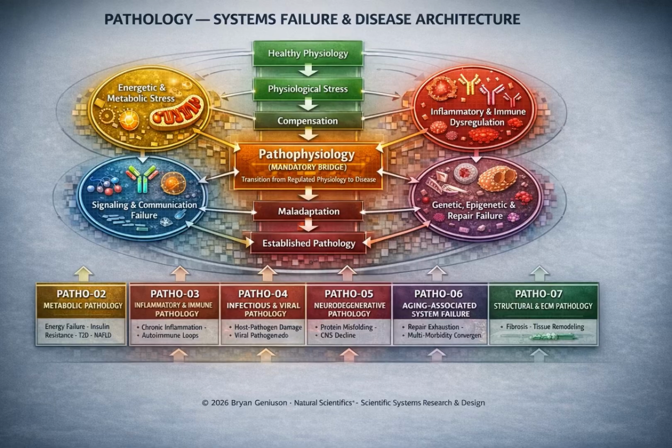Rather than focusing on diagnostic labels, pathology investigates the underlying failure dynamics that unfold across molecular, cellular, tissue, and organ systems. The framework presented here maps the progression from healthy physiology through physiological stress and compensation into pathophysiology, maladaptation, and ultimately established pathology and multi-system failure. This continuum applies across metabolic disease, immune dysfunction, infection, neurodegeneration, structural degeneration, and aging.